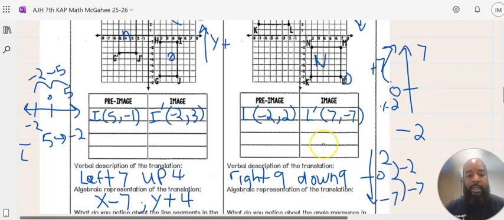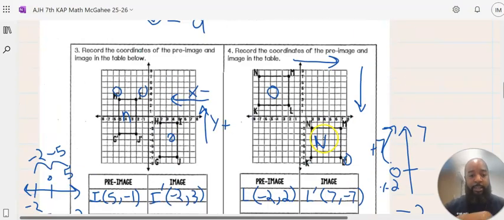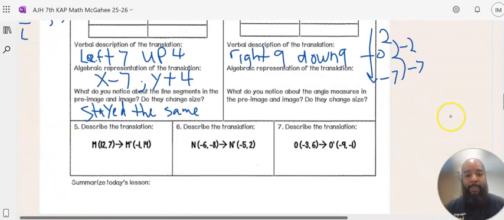Okay. So if you're ever struggling with integer operations, a number line is really helpful. So now knowing that it's right 9 and down 9, I can say my algebraic rule is x plus 9, comma y minus 9.